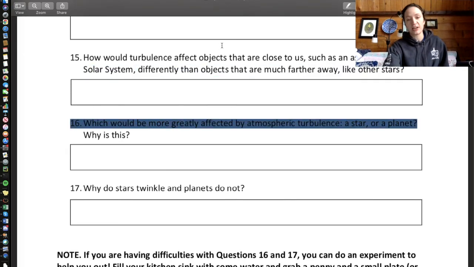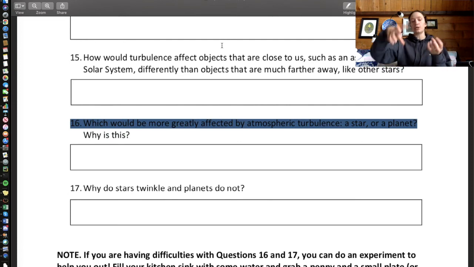Which would be more greatly affected by atmospheric turbulence, a star or a planet, and why? So think about how sensitive something can be depending on its size, right? If you think about marbles, I know I loved to play around with marbles when I was a kid. If you have a really big marble, it's really sturdy. It's hard to knock out of the way. And if you have a really small marble, it's much lighter. It's much more easily disturbed, right?